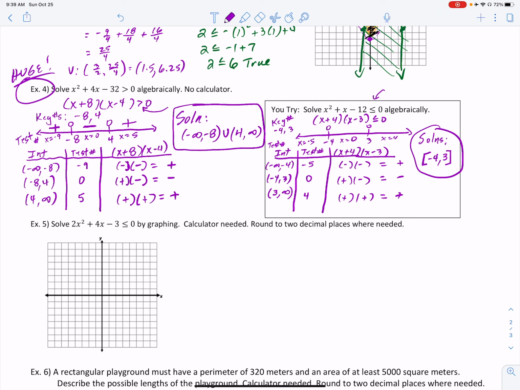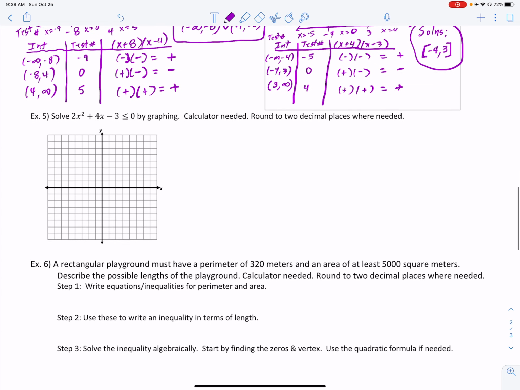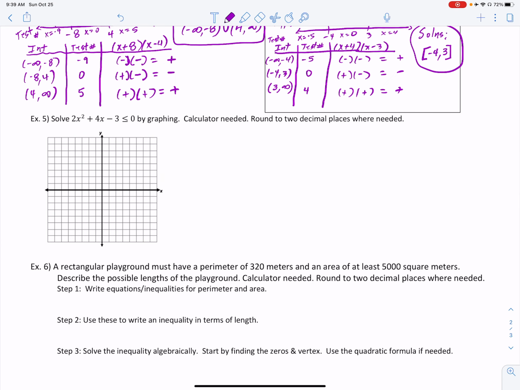And that is your solution set. So that was a little bit of a trick there. If you got open parentheses on -4 to 3, you did a good job. This is a new learning. So now you need to know if you include the equals 0, that you have to include the x-intercepts. All right, so this next one, graph this, and you need a calculator.